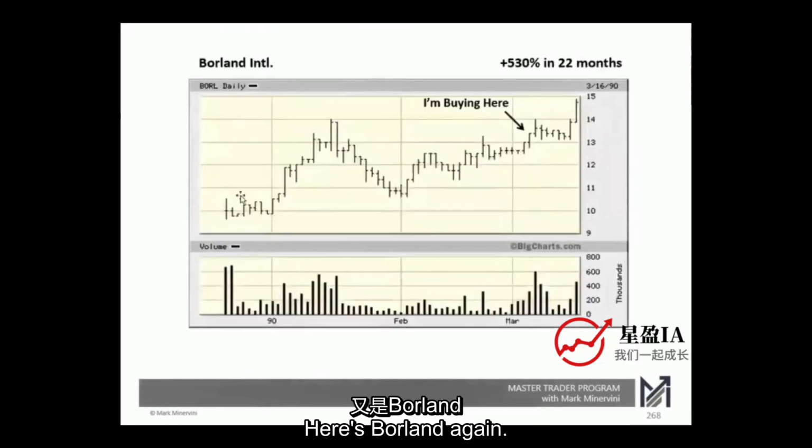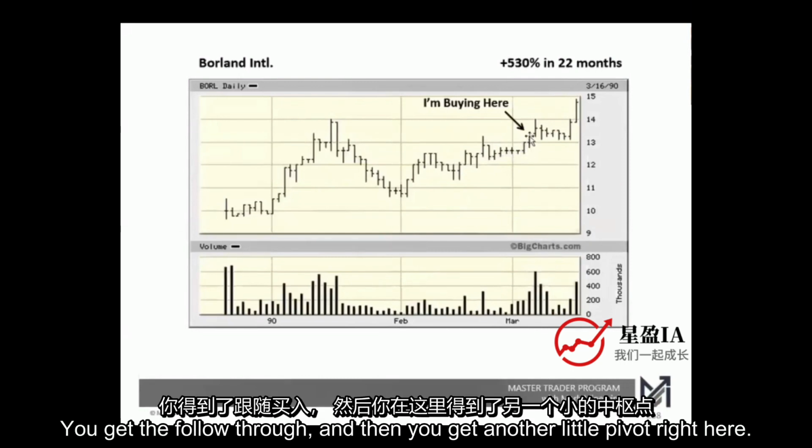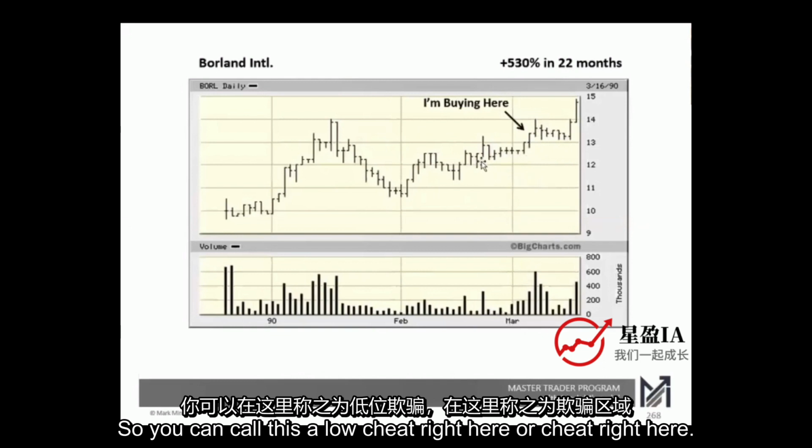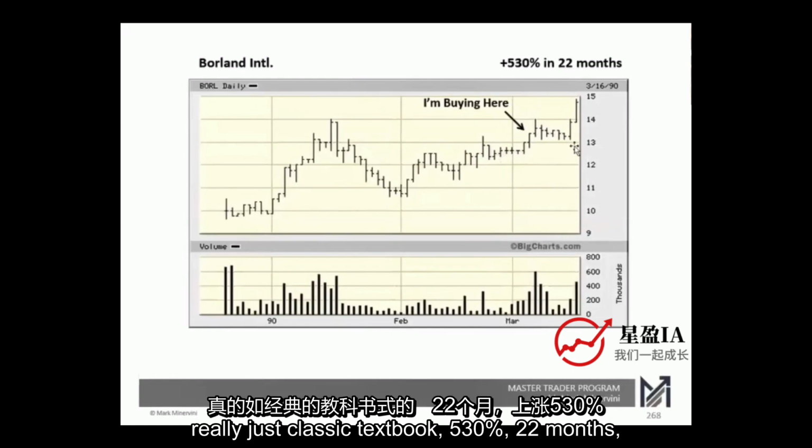So here's Borland again. You can see very tight here. I mean, look at this. There's almost no fluctuation whatsoever for 1, 2, 3, or 4 days. Then it comes out here, you get the follow through, and then you get another little pivot right here. So you can call this a low cheat or cheat right here, and then you get the handle that forms, it drifts down. Really just classic textbook, 530%, 22 months.